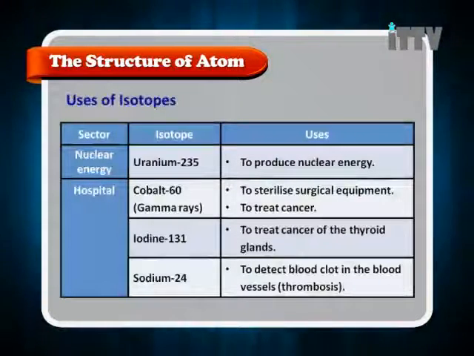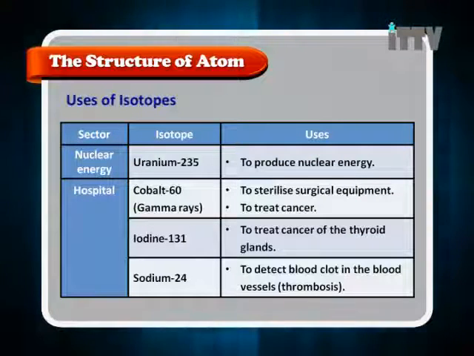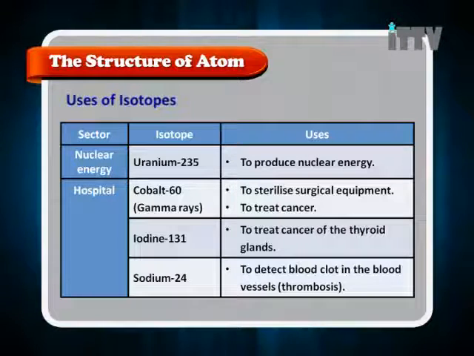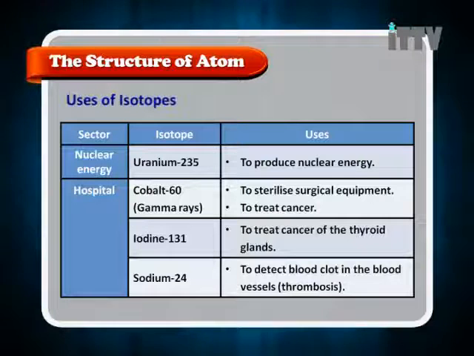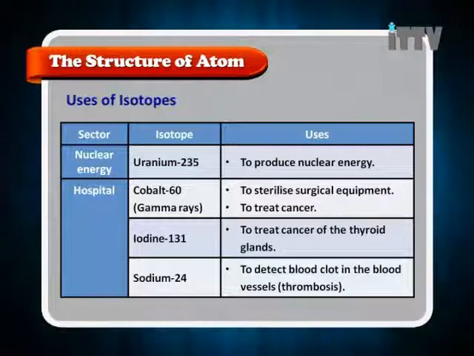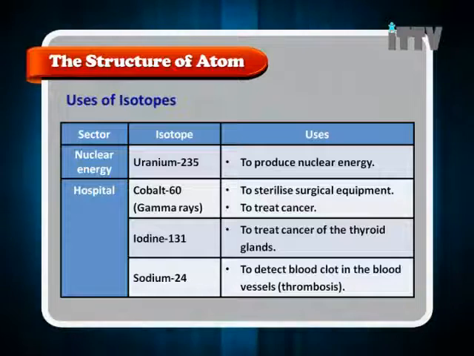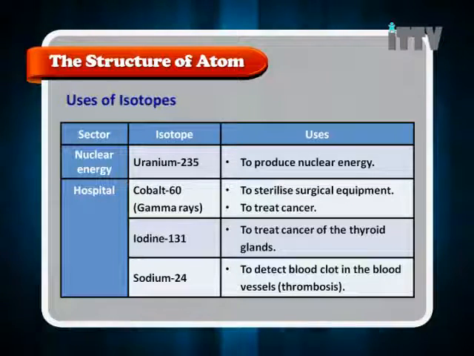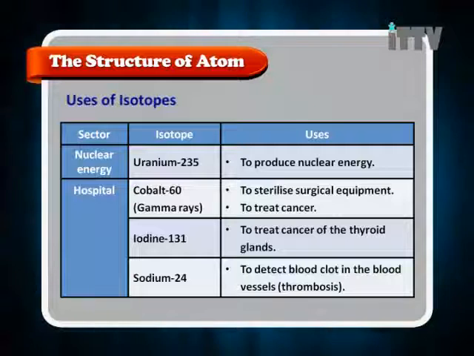Uses of isotopes. Nuclear energy: uranium-235, to produce nuclear energy. Hospital: cobalt-60, gamma rays, to sterilize surgical equipment and to treat cancer. Iodine-131, to treat cancer of the thyroid glands. Sodium-24, to detect blood clots in the blood vessels, thrombosis.